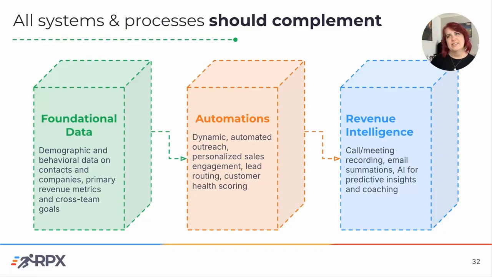The foundational data. Let's start there. So this is going to be the demographic and behavioral information you collect. All the inputs for your revenue performance model are going to be part of this foundational data. This is the fuel for the rest of the engine. Then when you get to automations, this is where things get dynamic. This is the layer that includes tools for dynamic outreach or personalized sales engagements, automated lead routing, for example, or even customer health scoring. This is the technology that saves your team's time by removing manual waste and ensuring immediate, consistent follow-up.